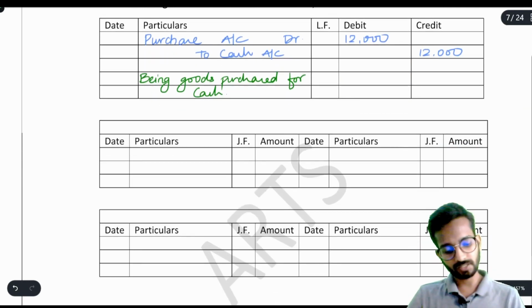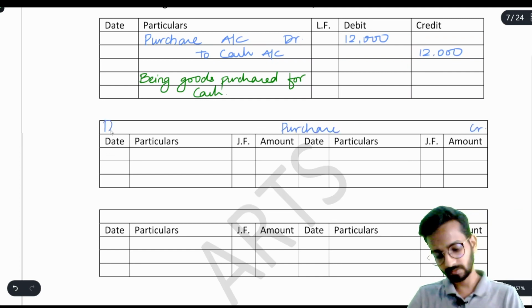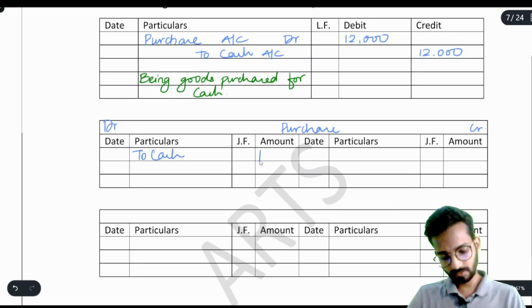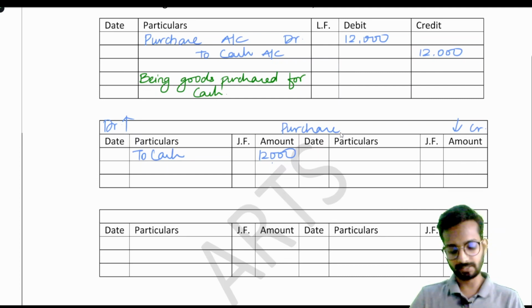Now, moving further, what will you write in the purchase account? You will prepare the purchase account, and in purchase account you can write here to cash 12,000. Increase debit, decrease then credit. Purchase means goods only. Goods are our asset. Understand this is very important.